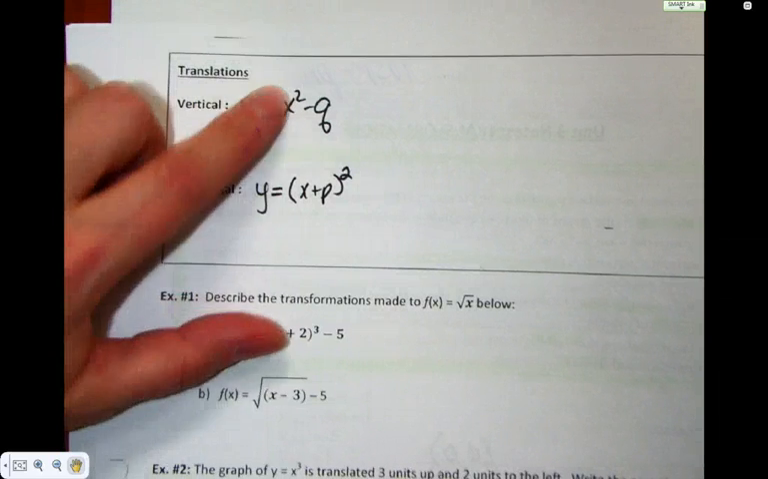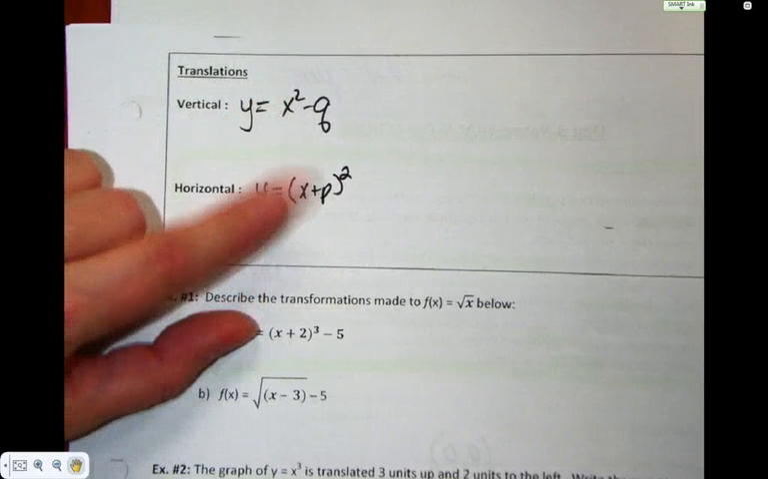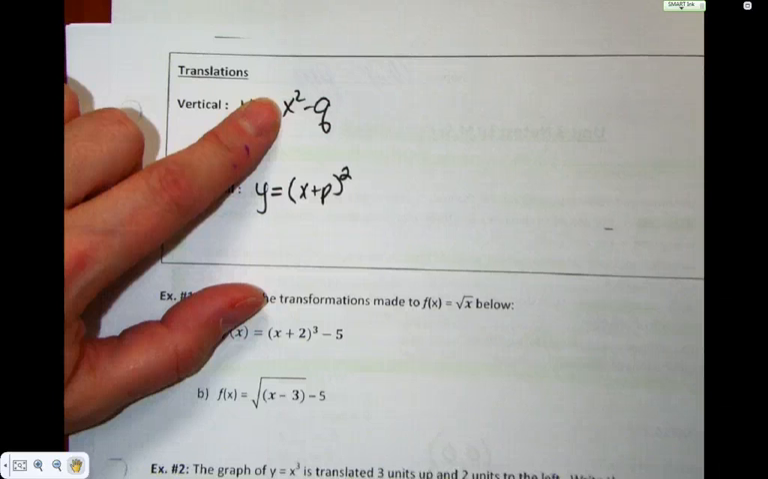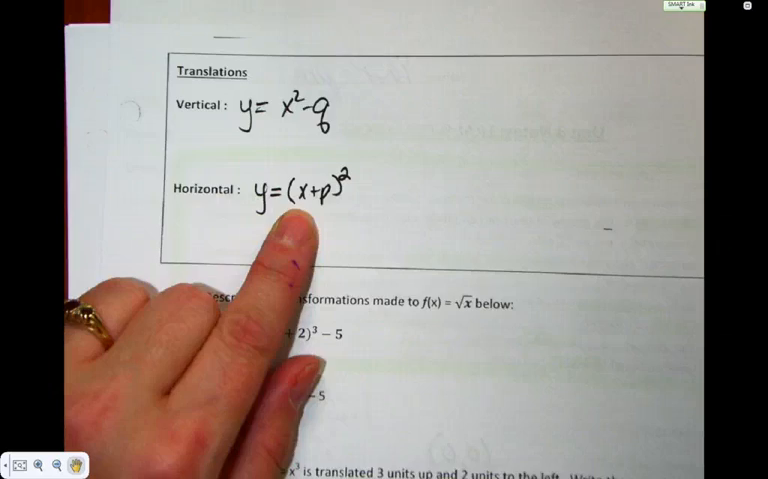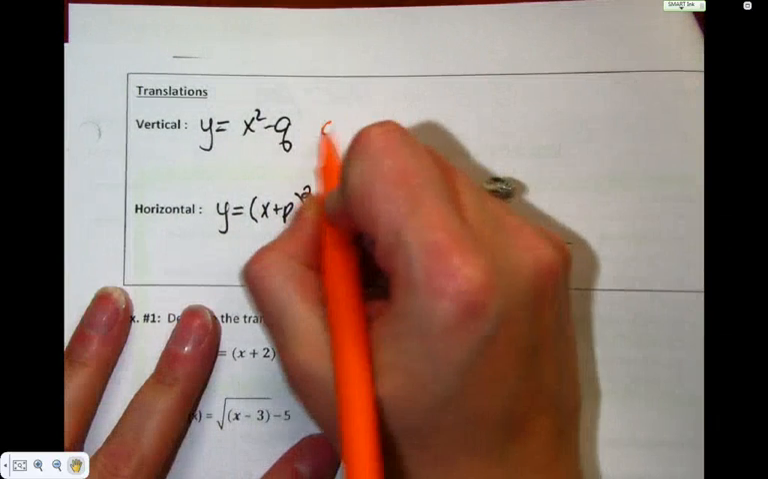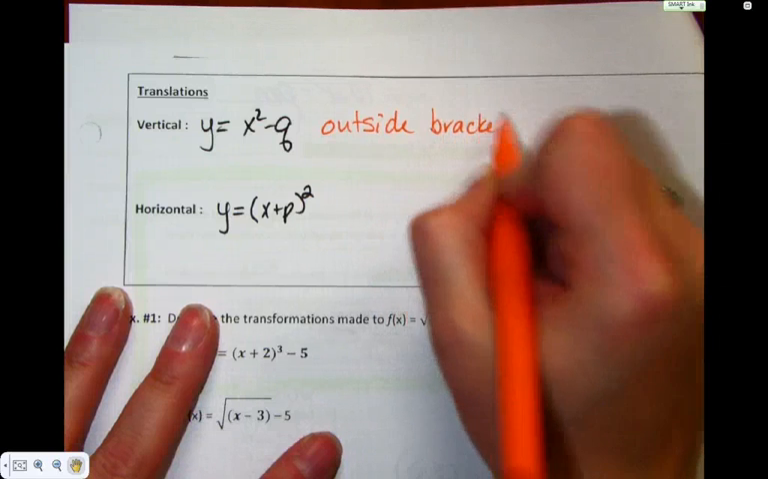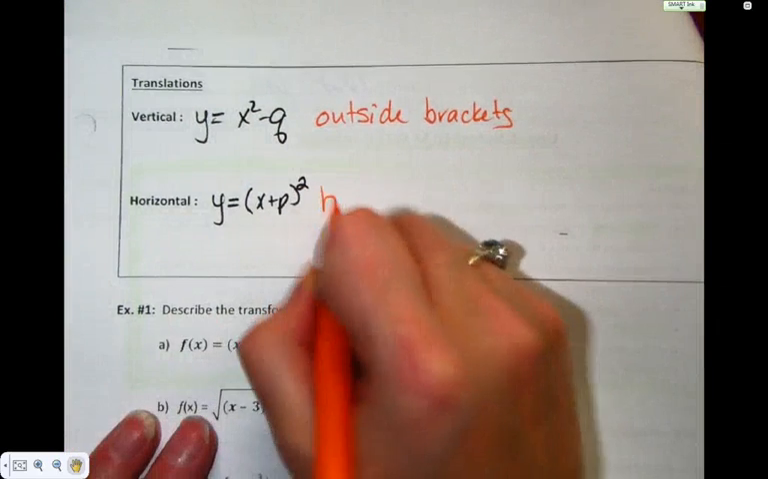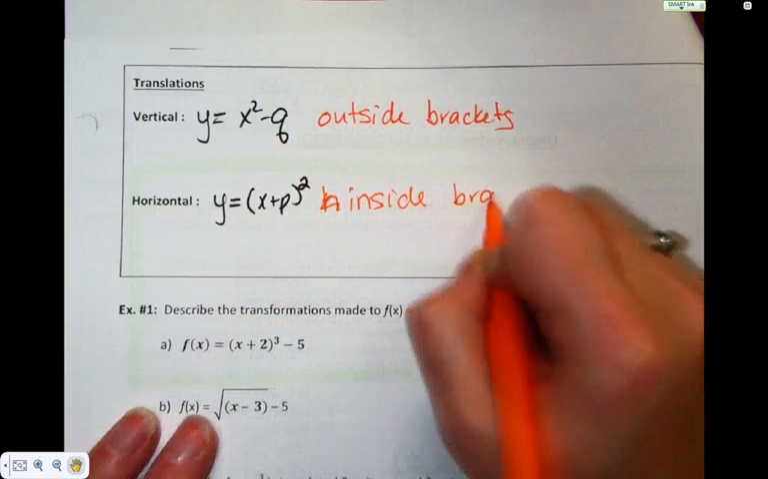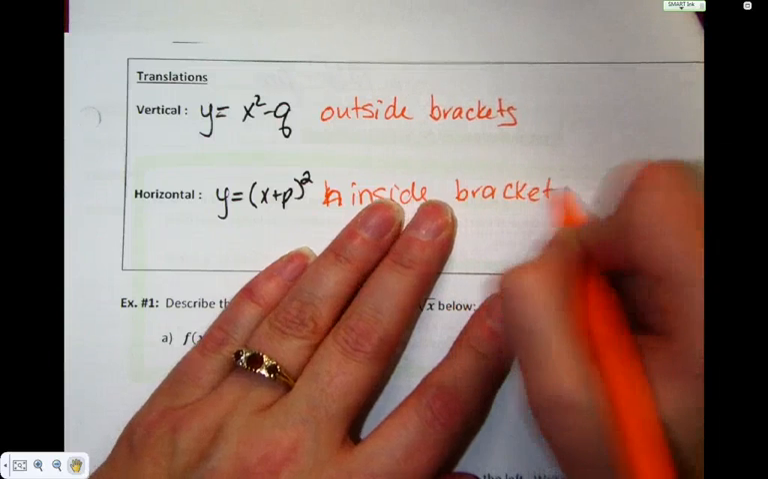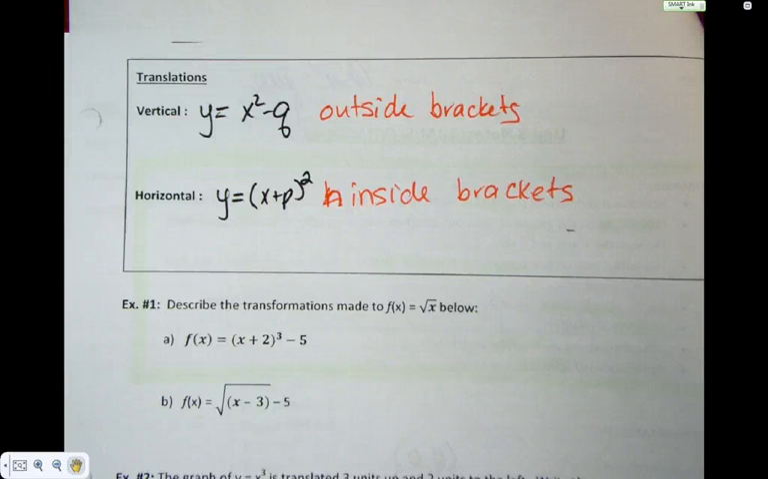And the trick with this is to look at the difference between these two. This one has no brackets. This one has brackets. Here we are adding or subtracting outside the x squared. Here we are adding and subtracting inside the x squared. So a vertical is always outside brackets. Horizontal is always inside brackets. I'm probably going to say this 200 times this unit. Vertical is outside of the brackets. Horizontal is inside of the brackets.